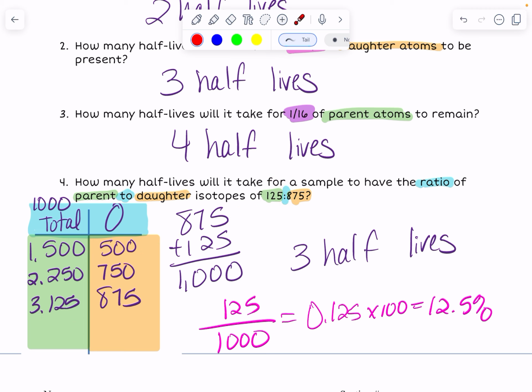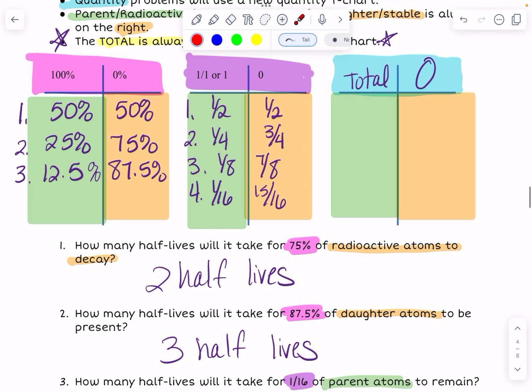Now there's an alternative way to do these quantity problems. If that feels intimidating, it feels like it's going to be a lot to do all those divided by 2s, I could also change it into a percentage. So I could take this parent isotope, and I always do parent because it's easier. You just have to rip down the left-hand side. You don't have to worry about if your math is right over here. So 125 divided by 1,000, if I multiply that by 100, I get 12.5%. 12.5% is still 3 half-lives.